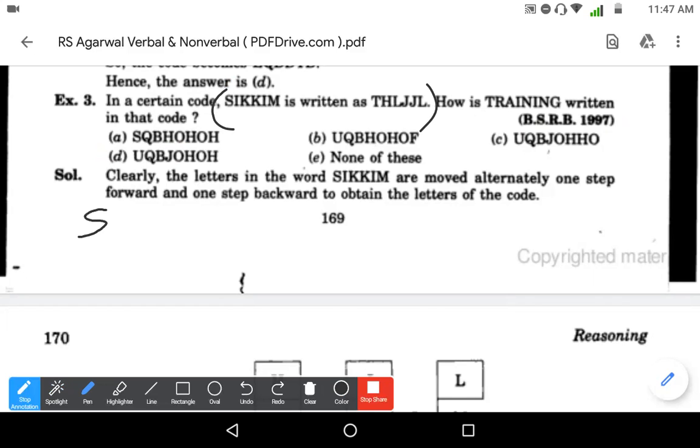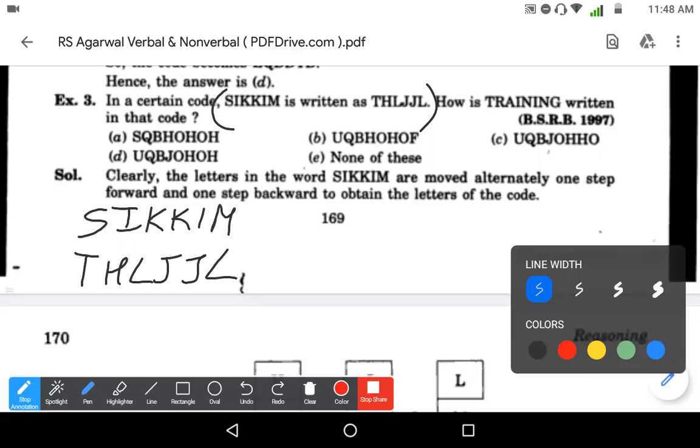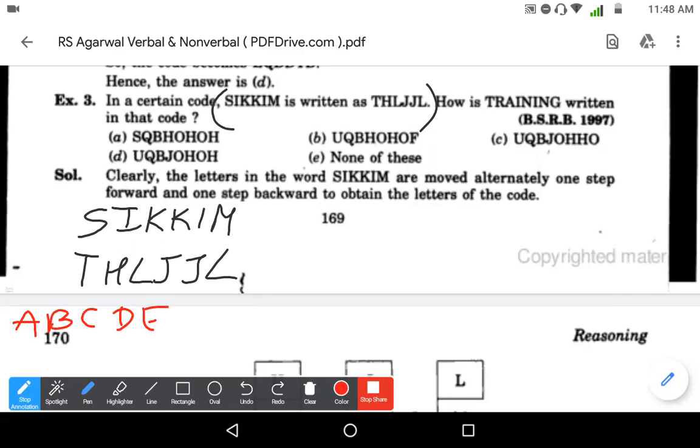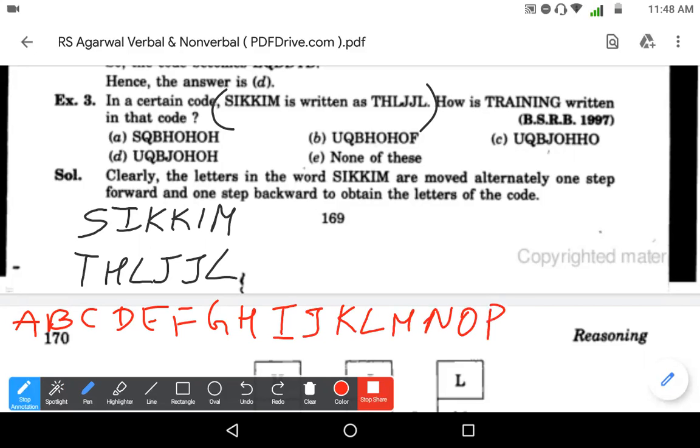So let's write down SIKKIM is coded as THLJJL. Right? Now here, please understand, that's why I told you to write down A, B, C, D in one place and keep it. It is easy for you to understand which letter will be before or after. That is one way of understanding things better. So for your reference, let me write it down here: A, B, C, D, E, F, G, H, I, J, K, L, M, N, O, P, Q, R, S, T, U, V, W, X, Y, Z.